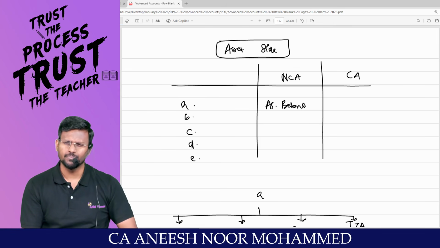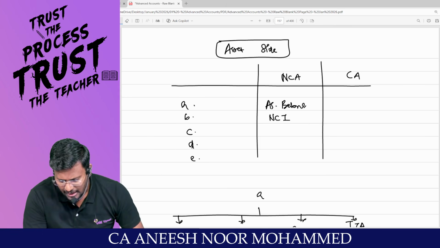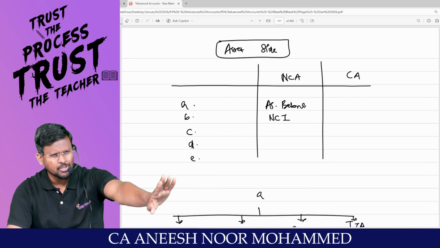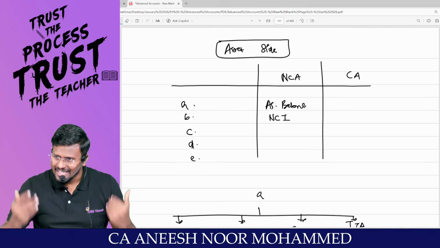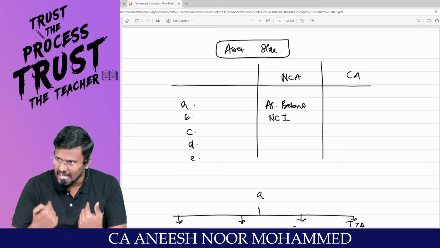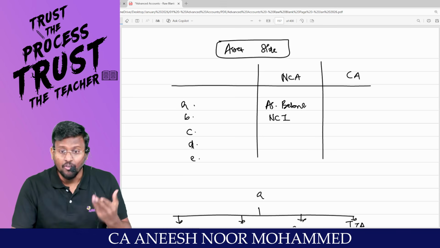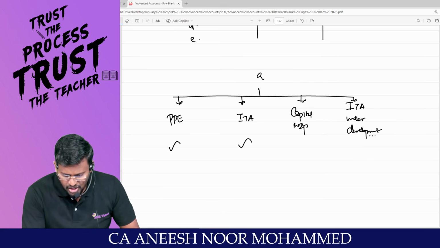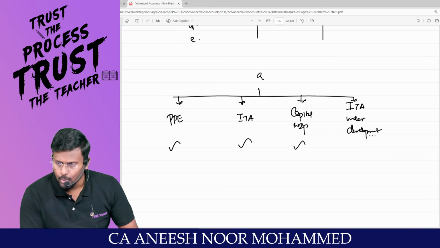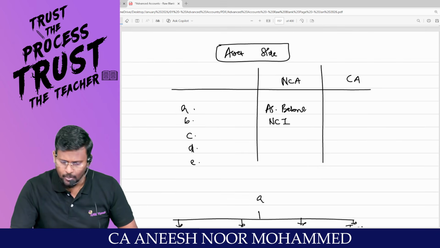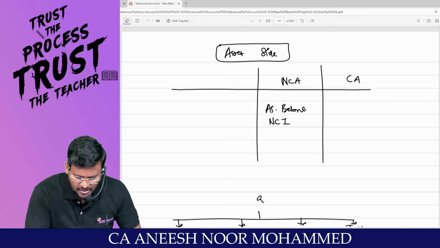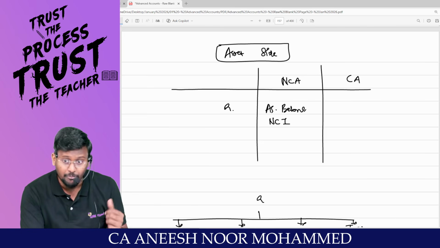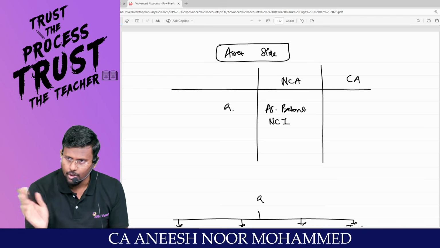Next one, number 2, non-current investments. Right, sir? My dear lovable students, if I have a lot of money, I will first try to invest in my own business. Where will you invest in your business? In PPE, in intangible asset, in capital WIP, and in intangible asset under development. That's the first non-current asset: you create assets for your own business. Still, you have a lot of money. Will you put it in a dustbin?